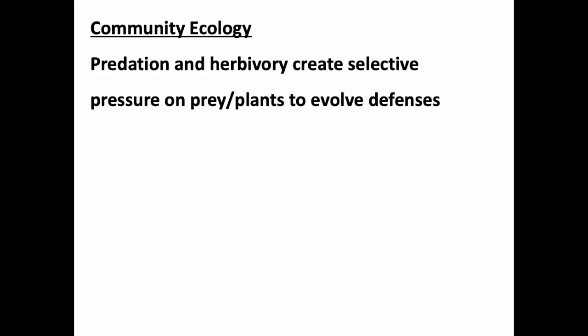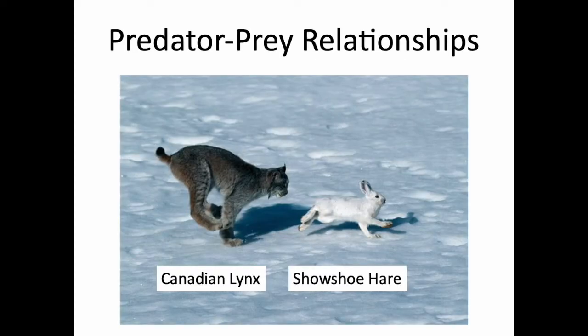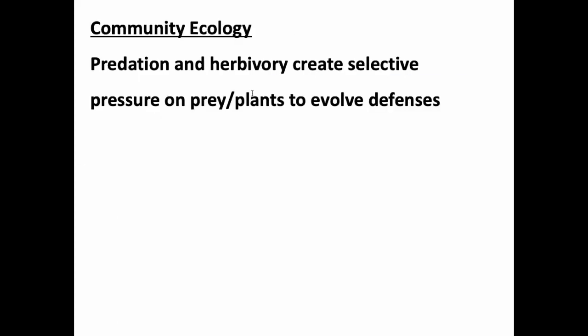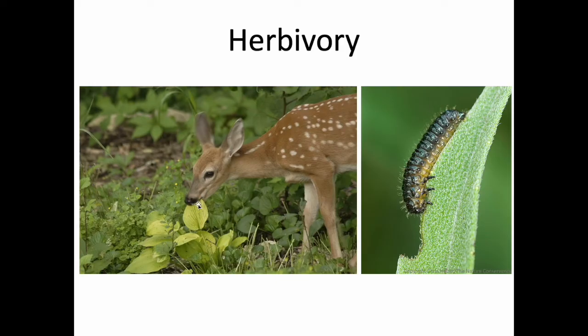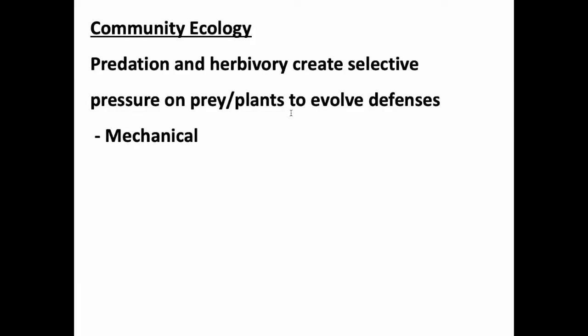These create selective pressures. Predation creates selective pressures on these prey species to somehow not get eaten. Herbivory creates selective pressure on these plants to somehow avoid being eaten. They both put selective pressure on prey or plants to somehow evolve defenses to not get eaten. These defenses can take many forms. One form is mechanical defenses.